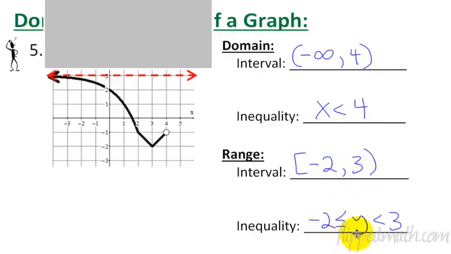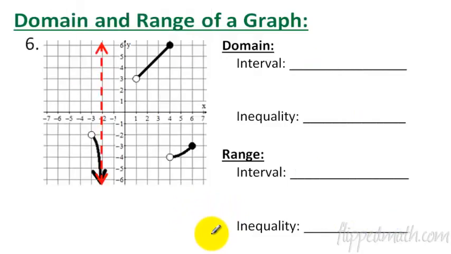And then the way you write the inequality is that it's the y values that are in between negative 2 and 3. All right, that was a lot. That was pretty quick. You might have to rewatch that part and rewind if you didn't understand this number 5. We're going to go on and do the last problem, number 6.